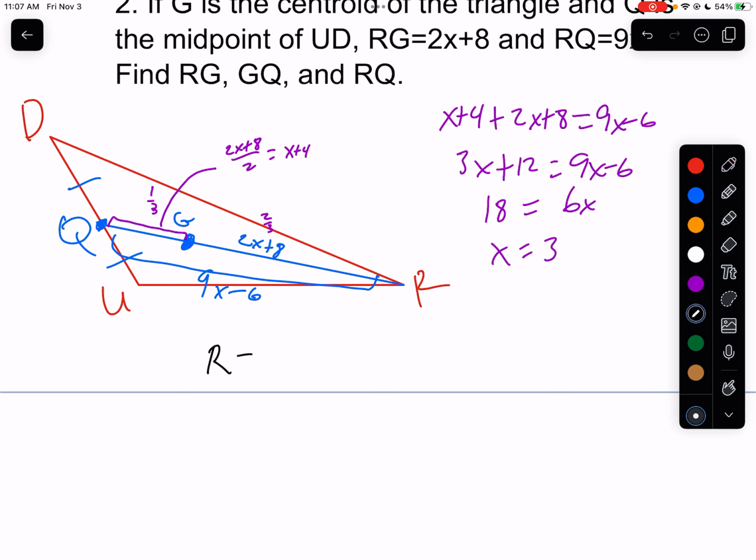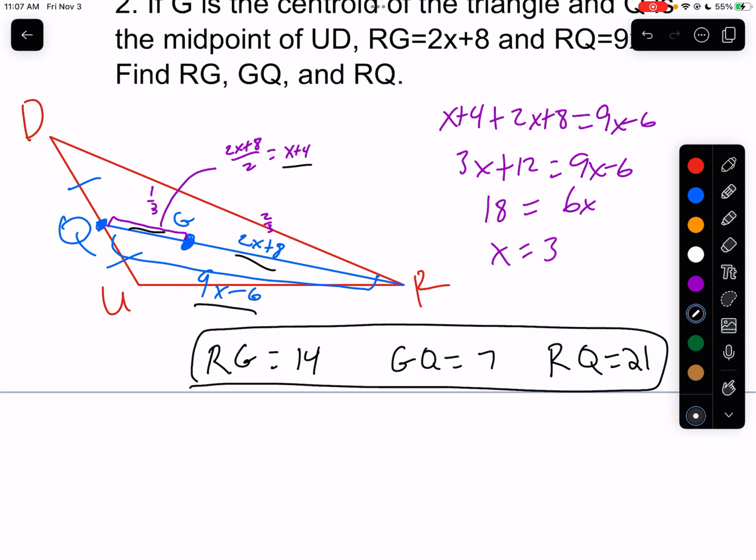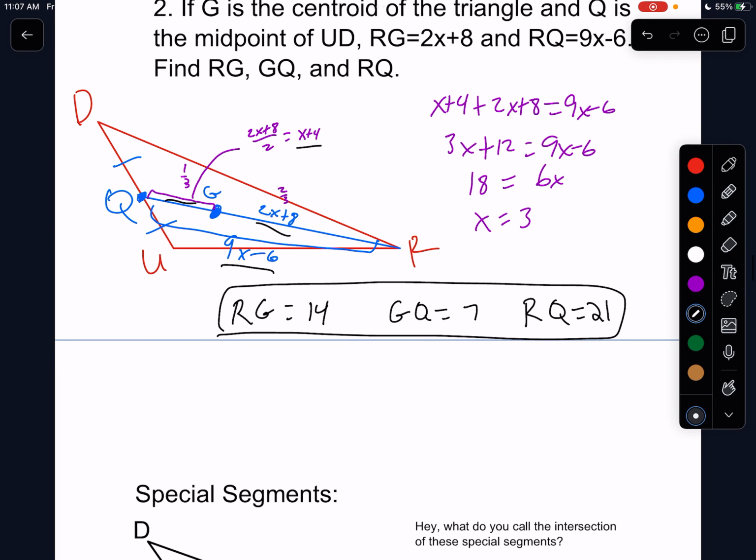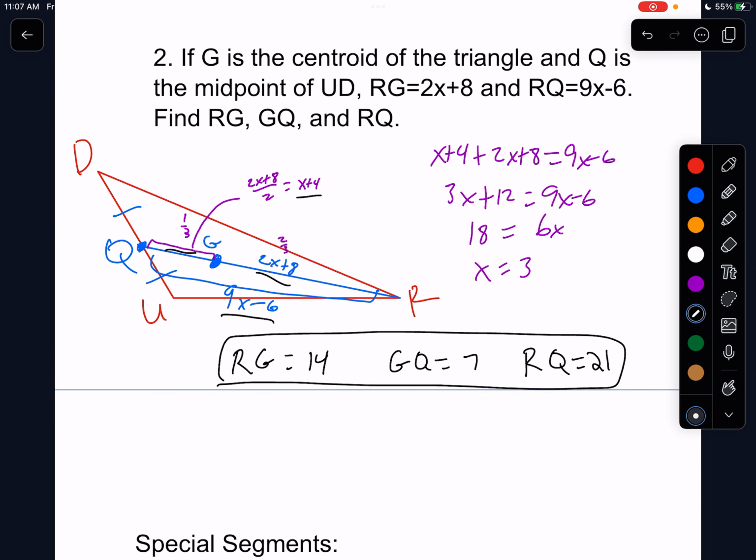They want to know RG, GQ, and RQ. Let's get this real quick. So RG would be 2x plus 8. So that would be 2 times 3. That'd be 6 plus 8 is 14. GQ would be x plus 4. That'd be 3 plus 4. That's 7. And RQ would be 9 times 3, 27, minus 6 is 21. Does 7 plus 14 add up to 21? Yes. Is 7 1/3 of 21? Yes. Everything checks out. Yes, yes, yes.